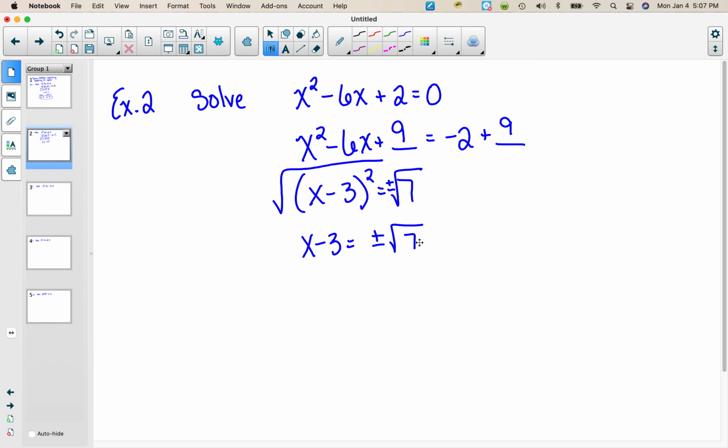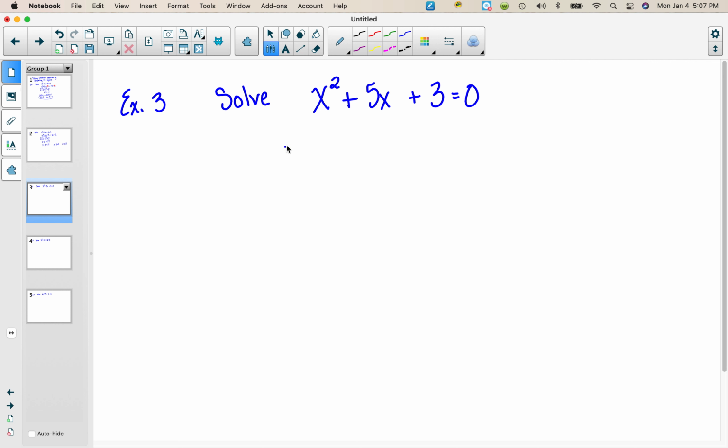We can't simplify that, and actually even as a radical you can't simplify it. So then you're going to add 3 to both sides. We get 3 plus or minus the square root of 7. It's fine to leave your answer like that, or you could write x equals 3 plus the square root of 7, x equals 3 minus the square root of 7. These are exact values. That is preferable to leave your answer in that format.